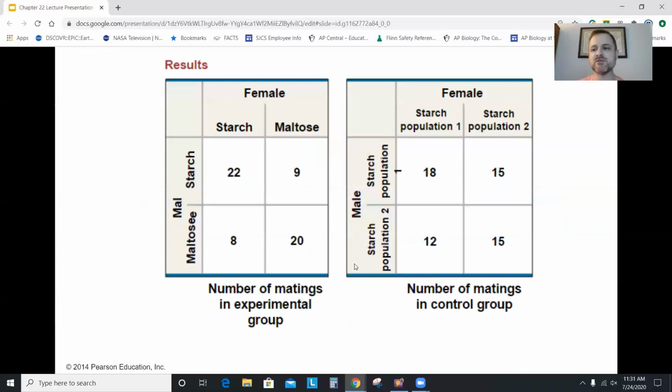And they observed which flies mated with which. They're back in the same place. They can mate. And look at the data. Females whose ancestors had been grown on a starch medium and males mated 22 times. Maltose and maltose mated 20 times. Maltose female and starch male only mated 9 times. Starch females and maltose males only mated 8 times.